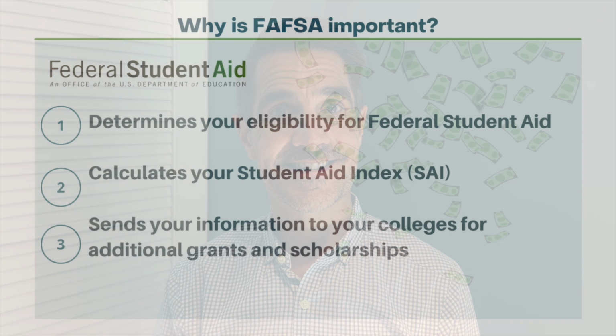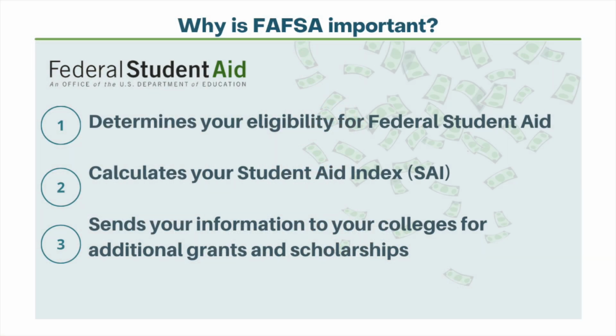So let's get started. The FAFSA is important for three reasons. First, it determines your eligibility for all federal student aid programs, such as Pell Grant and Work Study. Two, it calculates your student aid index, which is the new terminology for your estimated ability to pay. This is important in determining your need-based eligibility versus the cost of attendance at a given college. Finally, it sends the FAFSA information and your student aid index to all the colleges you elect to receive it, so that colleges can consider you for additional grants and scholarships from the university.